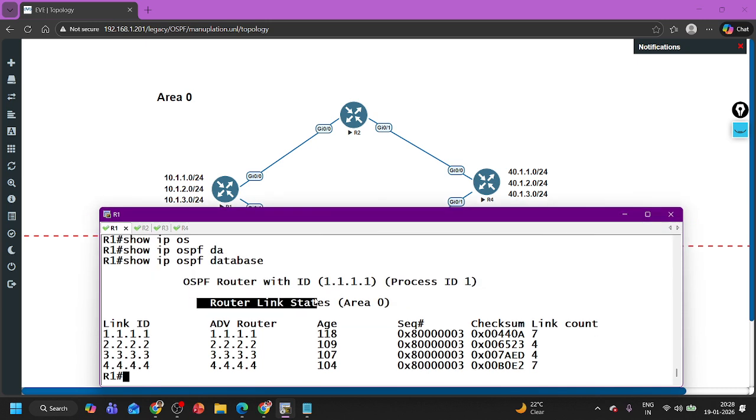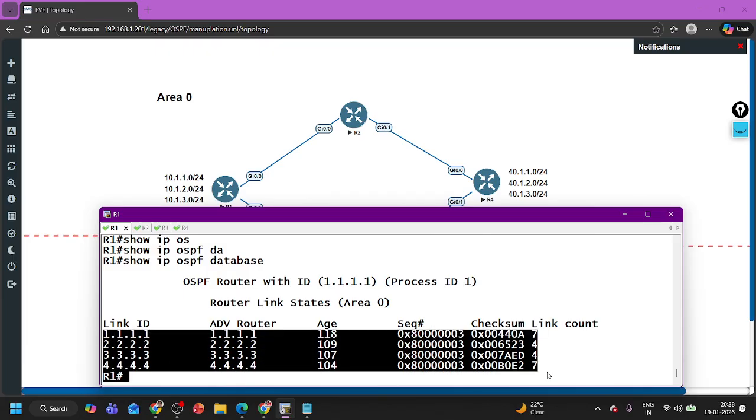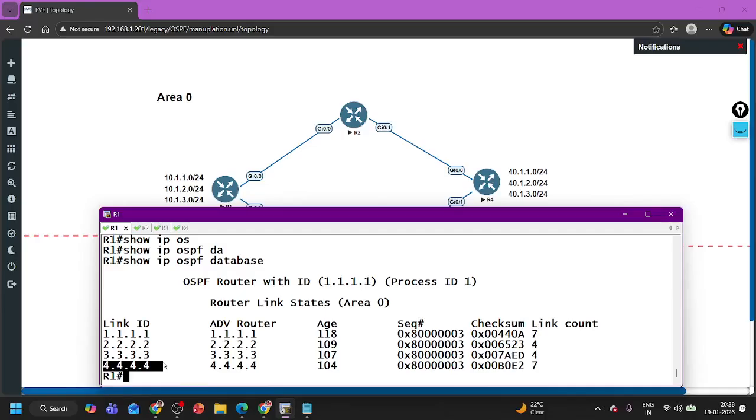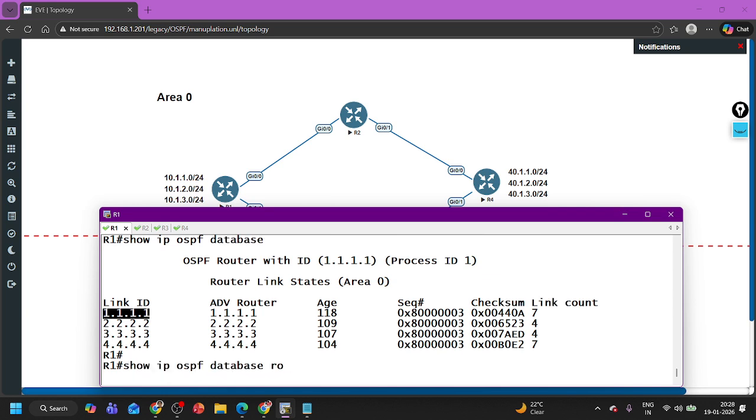Here you can see in the database we have only router LSA, right? And there are 4 router LSAs. This is the router LSA of router 1, router LSA of router 2, router 3, and router 4. Where will I find these 40 subnets? In the router LSA of router 4. Correct. If you open this router LSA, you will find all these 40 subnets. Where will I find these 10 subnets? In the router LSA of router 1. Okay. Let me open the router LSA of router 4.